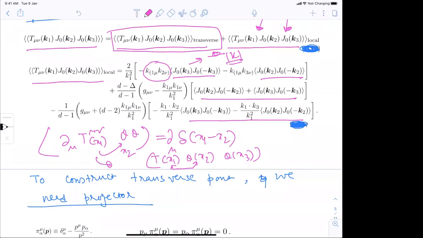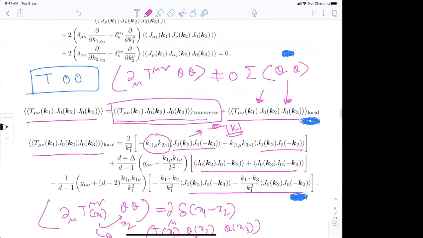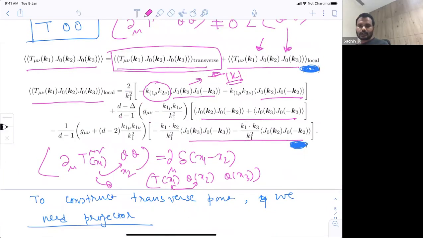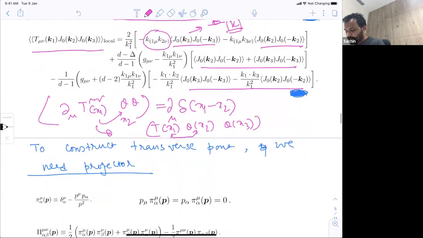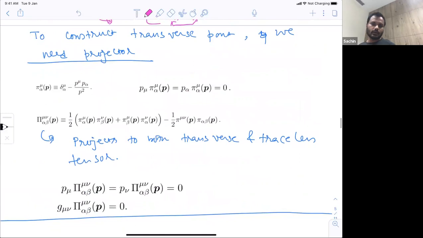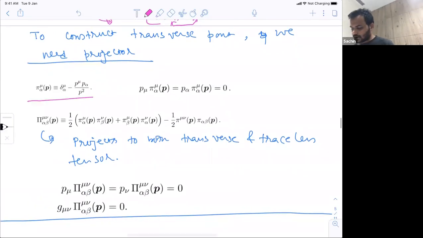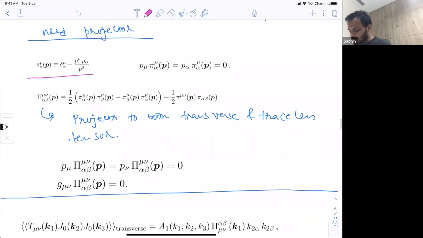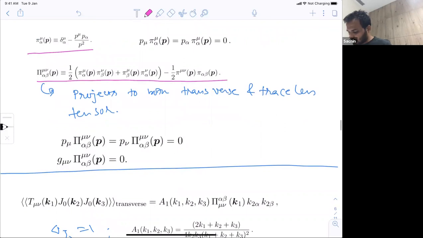Okay. Yeah. So, you know, these are the two pieces, and then you have to construct this transverse space. To construct the transverse space, you need to define some projectors. So here is one projector which is transverse to one of the momenta P, and this is a projector which is both transverse with respect to P mu, P nu, or P alpha, P beta here, and it is also traceless. Okay.